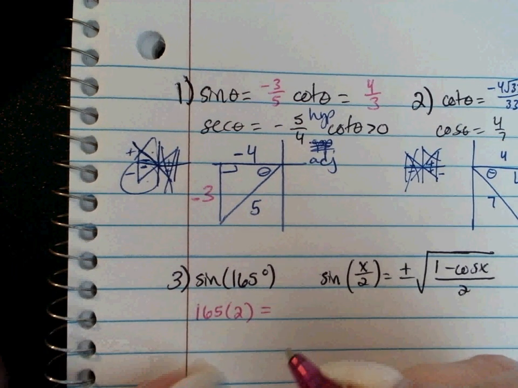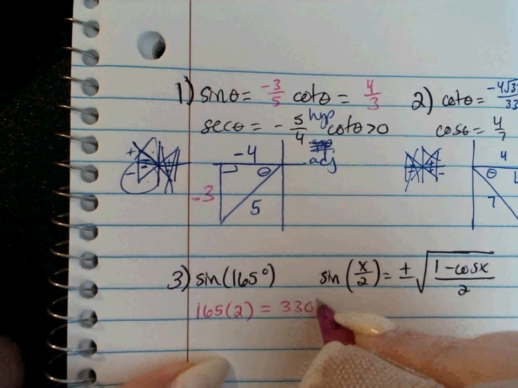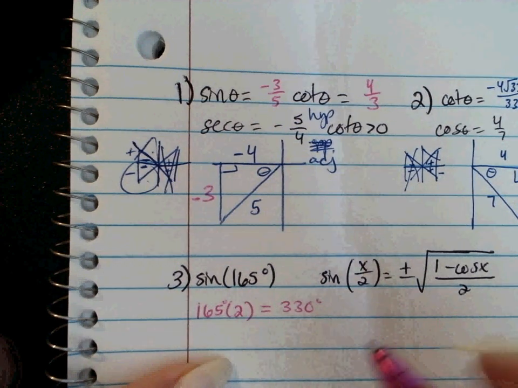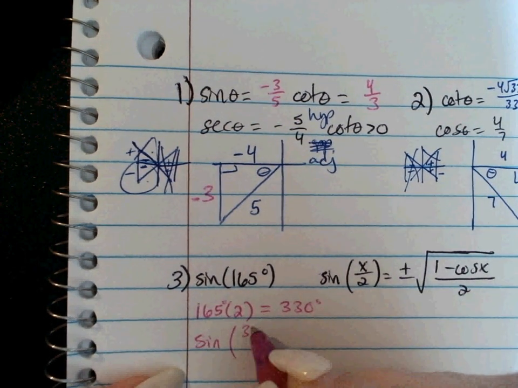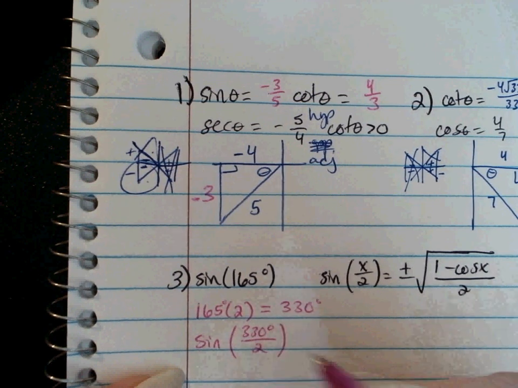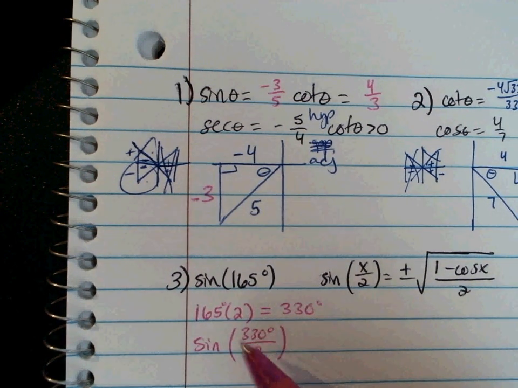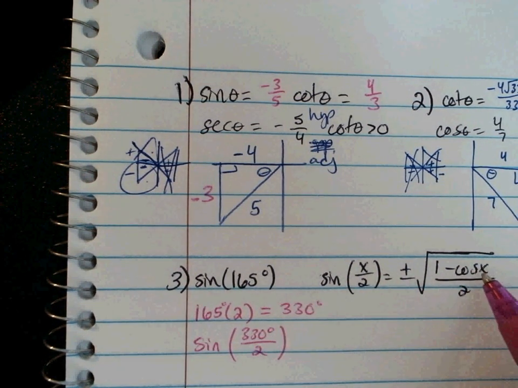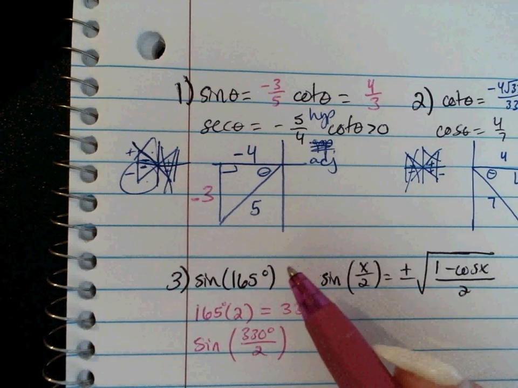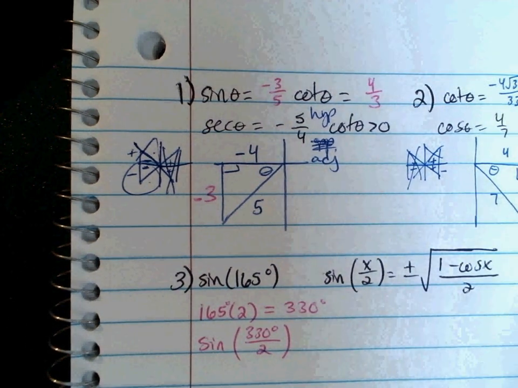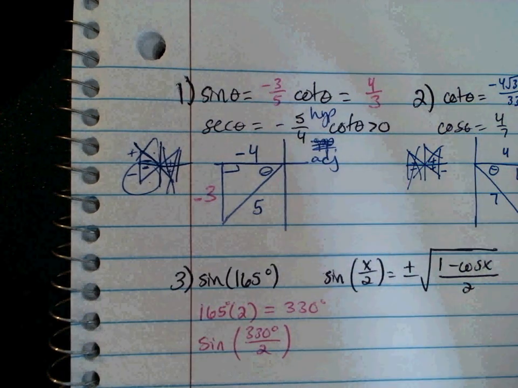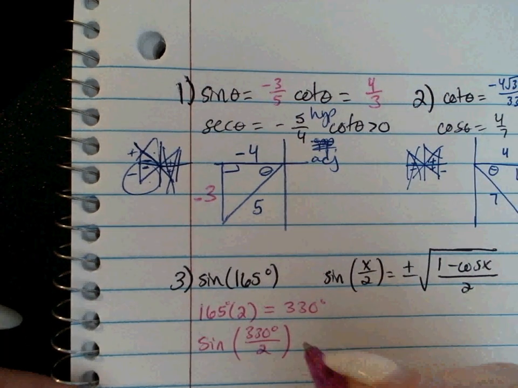So this is 330 degrees, which means that sine of 165 is equivalent to me saying sine of 330 cut in half. So the advantage of this is that I can plug 330 in for x, and I know what cosine of 330 is, whereas sine of 165 I don't know. Okay, well, so I've got to deal with first off this plus or minus, right? So is it plus or is it minus?